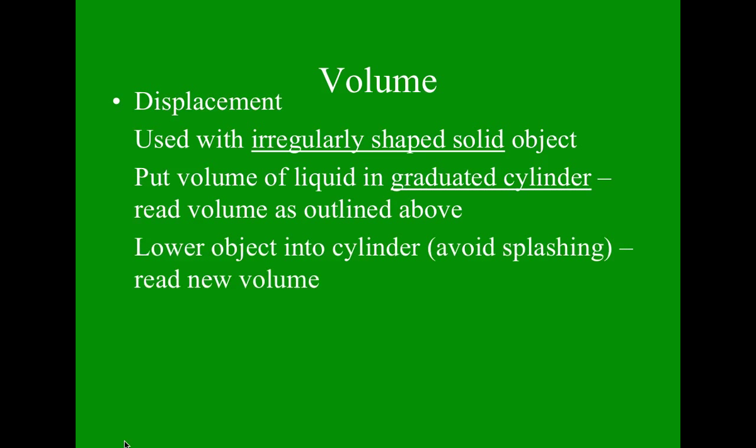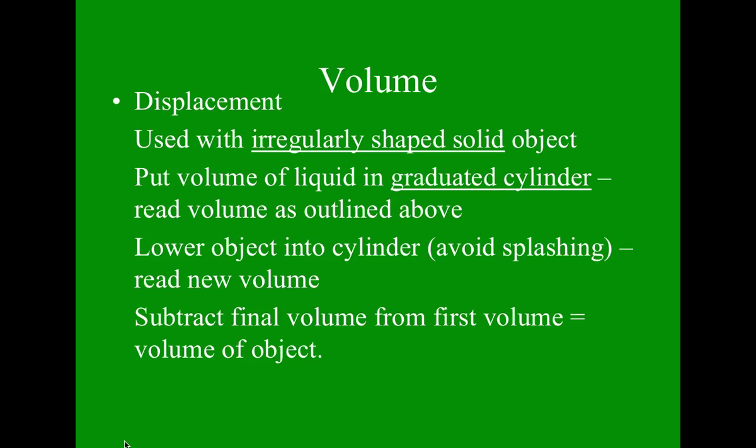Then you're going to lower the object that you're trying to find the volume of into the cylinder, and you're going to read the new volume. So the final volume, subtract the first volume. Okay, so final minus the first gives you the volume of the object, because when you lower the object in, the water level is going to go up, and it's going to go up by the amount of space that object is occupying, or its volume.